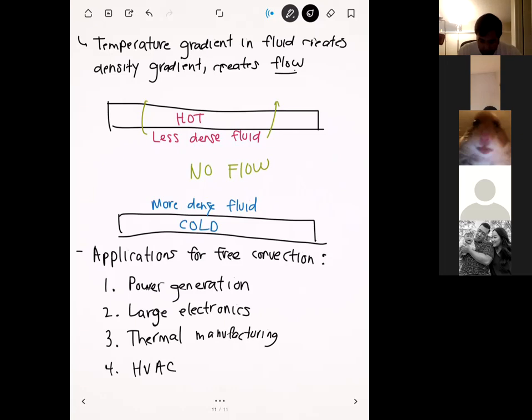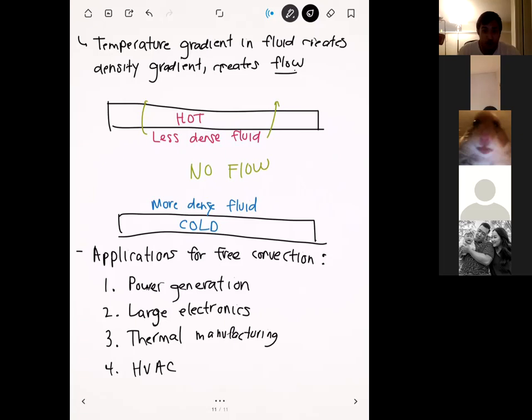Basically, what a lot of these have in common is that a lot of times the geometry itself might be too challenging to put a pump in there, or you have very high temperature differences, a very, very hot surface that's going to generate a lot of free convection flow. And that's usually where free convection comes into effect.